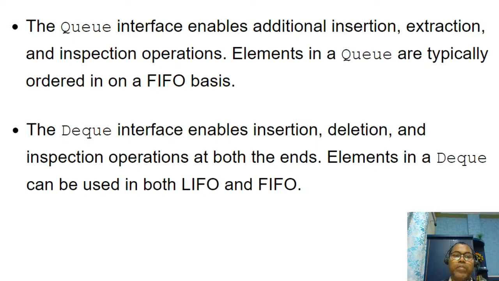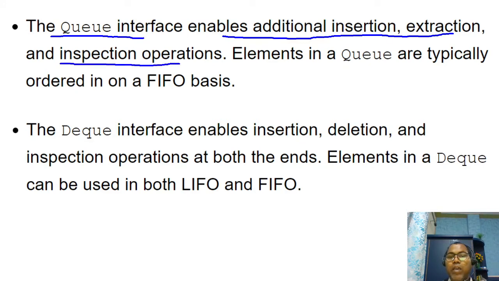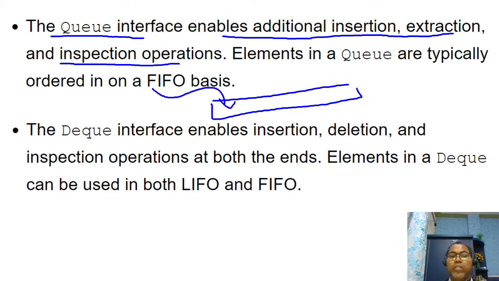Similarly, we have the Queue interface, which enables addition, insertion, extraction or inspection operations, and you want to maintain the concept of first in, first out. Whatever data comes into this queue first is the first out. If you want to get data, your first element is out first. So this is the concept of FIFO, first in, first out. Whatever data objects I store in these collections maintain the first in, first out order behavior, then we have to use the Queue.